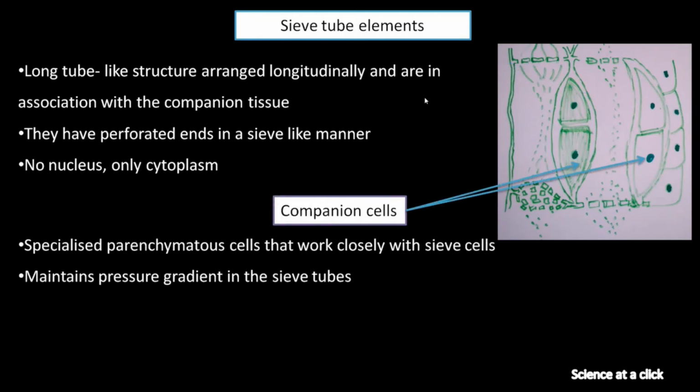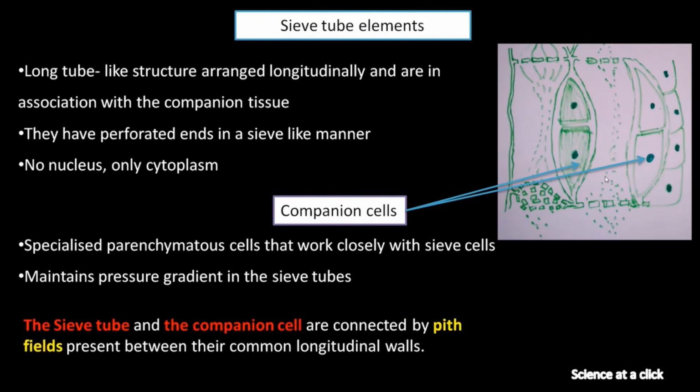Then we have the companion cells. These are specialized parenchymatous cells which are closely associated with the sieve elements. So we can see these are in close association with the sieve elements, and they maintain the pressure gradient of these sieve tubes. Sieve tubes and the companion cells are connected by pit fields which are present longitudinally in between them. So these are the pit fields which are present.